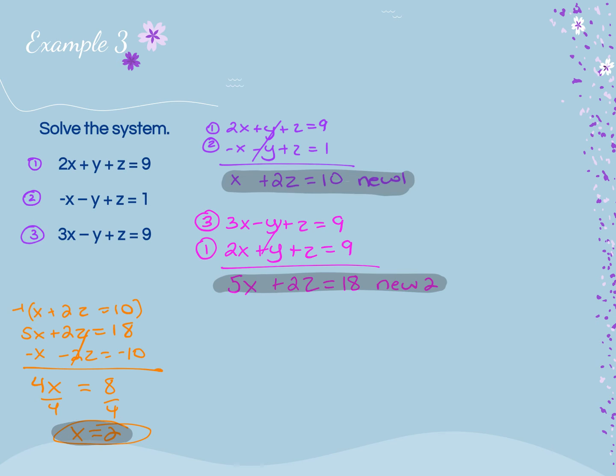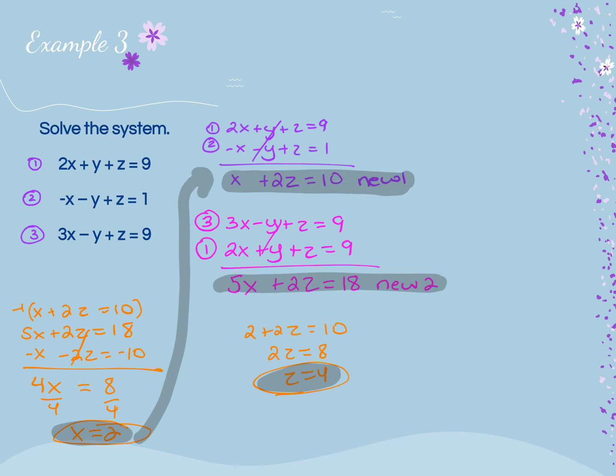Now where can I plug that in to get the second variable? New one. Good. I can plug it in new 1 or new 2. New 1's probably easier just because there's an x. So I get 2 plus 2z equals 10. 2z would equal 8, and z would equal 4. Now I've got my second variable.